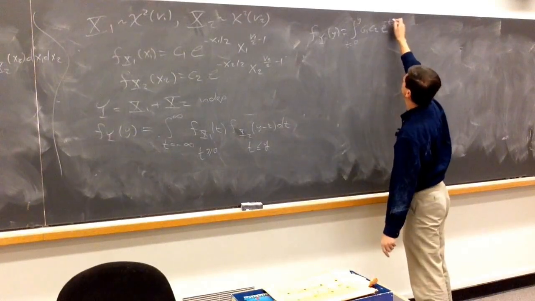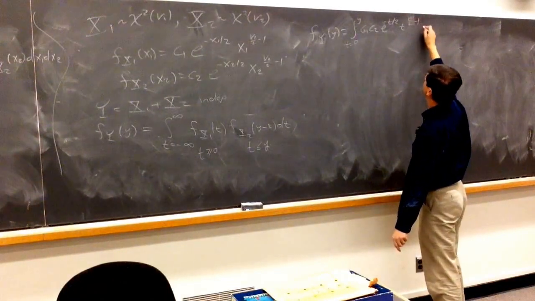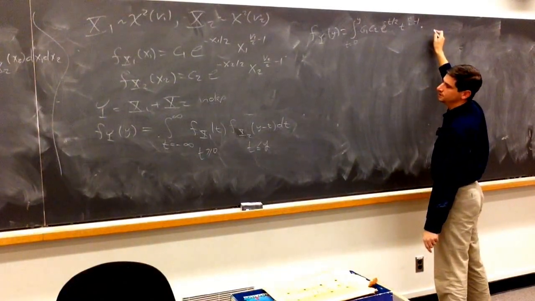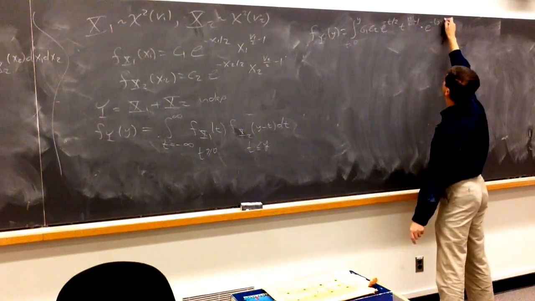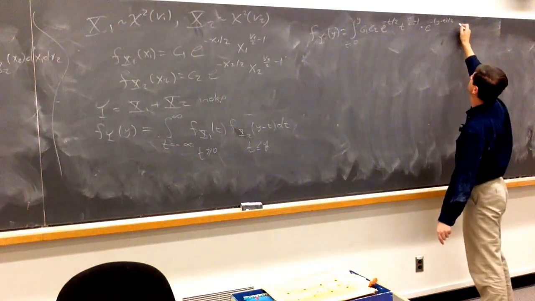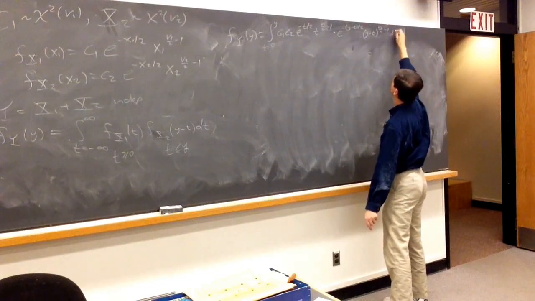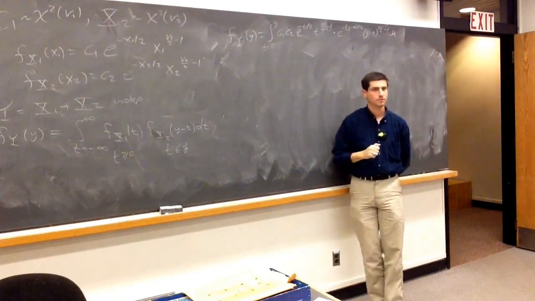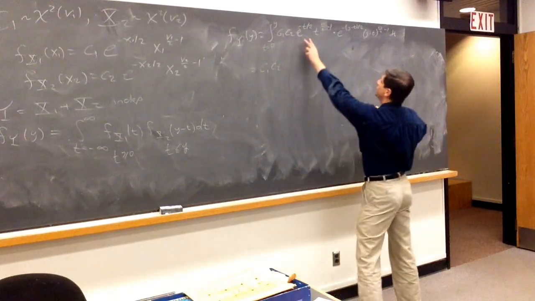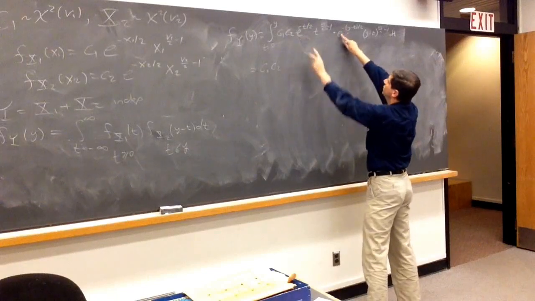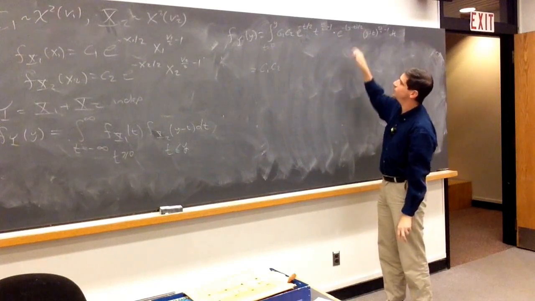So we'll get a negative t over 2, t to the ν1 over 2 minus 1. Then the second one will be e to the negative (y minus t) over 2, (y minus t) to the ν2 over 2 minus 1 dt. All right, we're almost done. We can pull the two constants outside the integral. We have an e to the negative t over 2, and another e to the negative t over 2. That cancels. We have an e to the negative y over 2 that we can pull out.